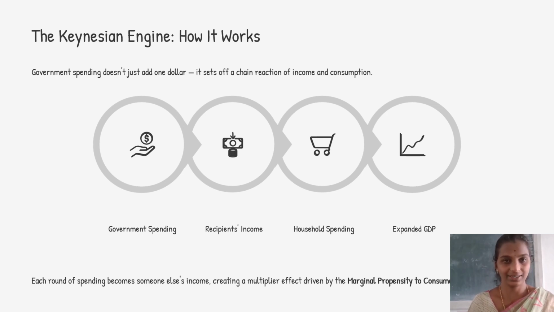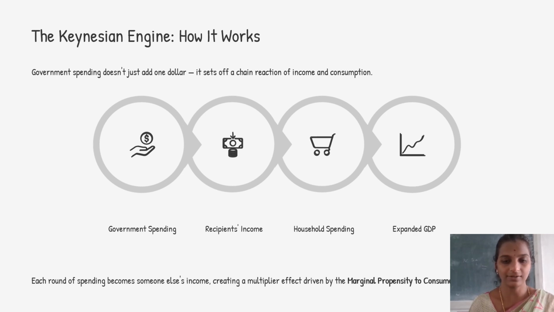Now the Keynesian model, how it works. Government spending doesn't just add one rupee, it sets off a chain reaction of income and consumption. The first is government spending, the next is income, the next is how households spend it, and then it reflects on the GDP.